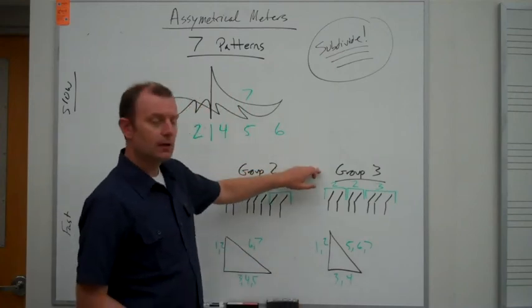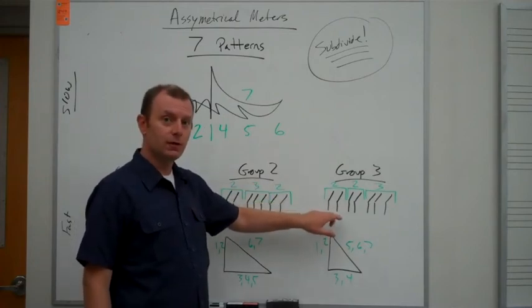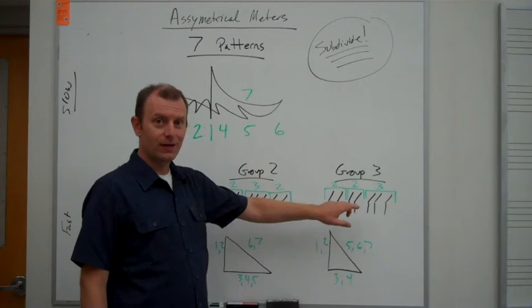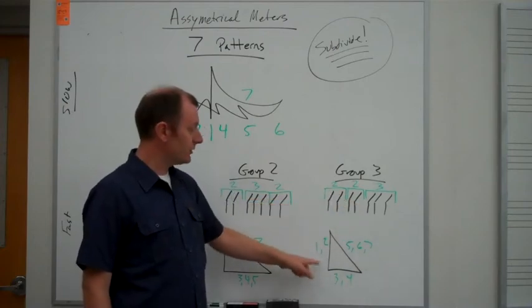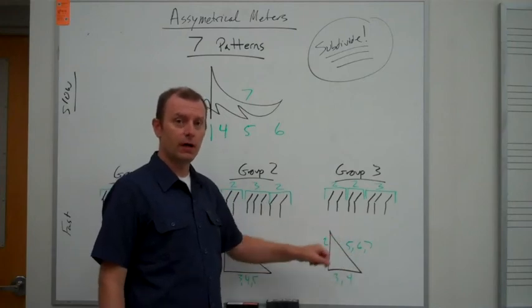Our third grouping has a grouping of two, followed by another grouping of two, followed by a grouping of three. And as you might expect, we have short, short, long, or simple, simple, compound.